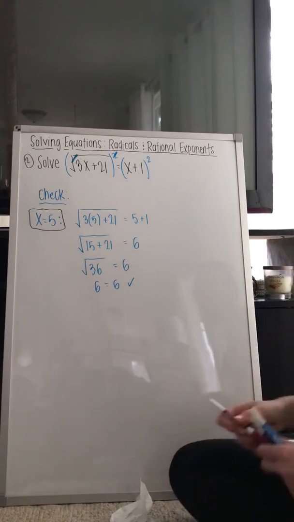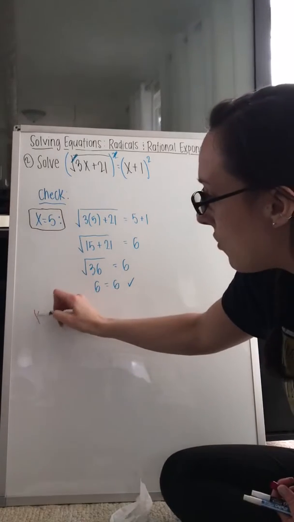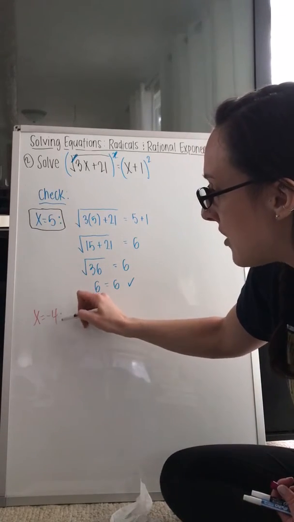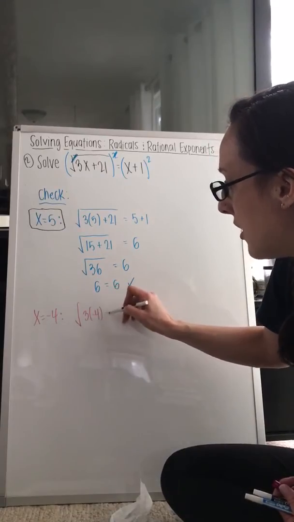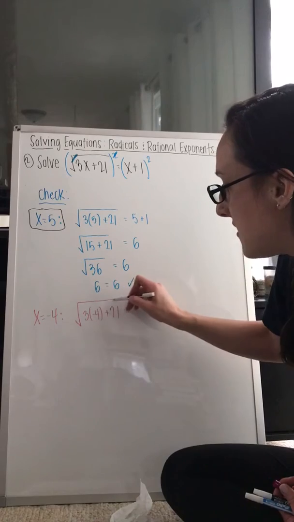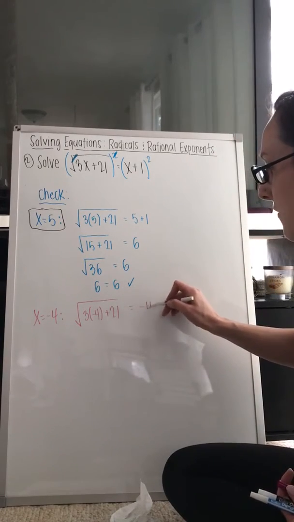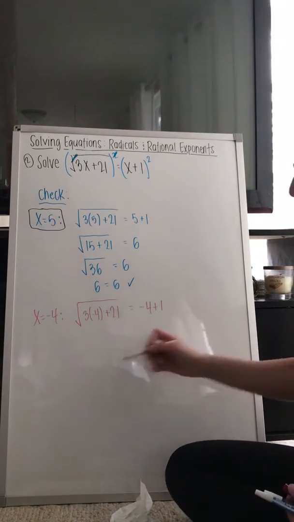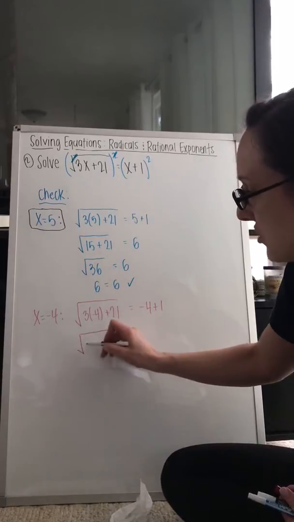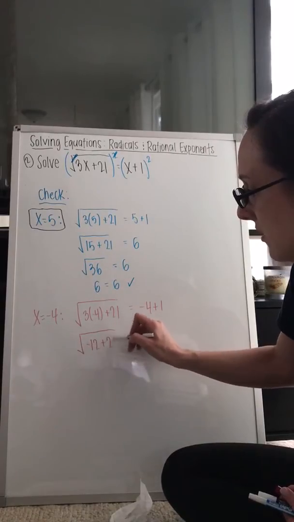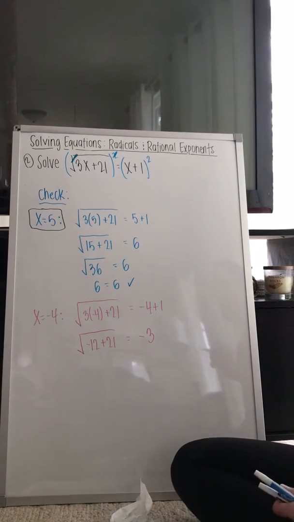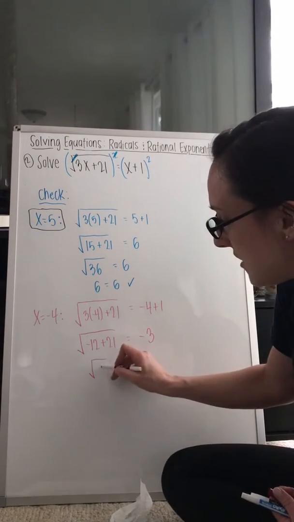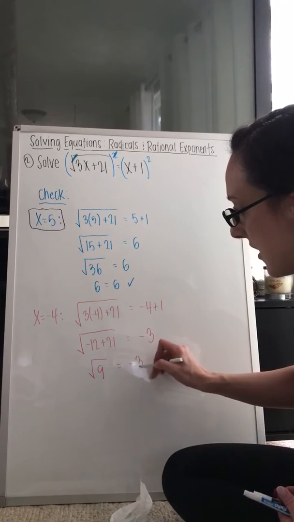But we also need to check the x is equal to negative 4. So I'll go ahead and substitute in. So 3 times negative 4 plus 21 on the left-hand side equal to negative 4 plus 1 on the right-hand side. So I'll simplify over here. So negative 12 plus 21 underneath the root is equal to negative 4 plus 1 is negative 3. This leaves me with a positive 9 underneath the root equal to negative 3.